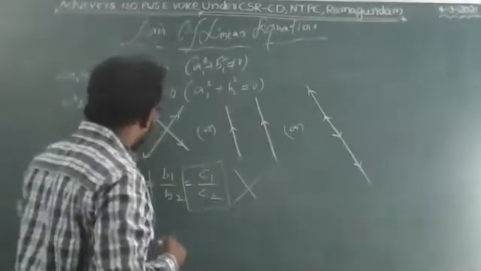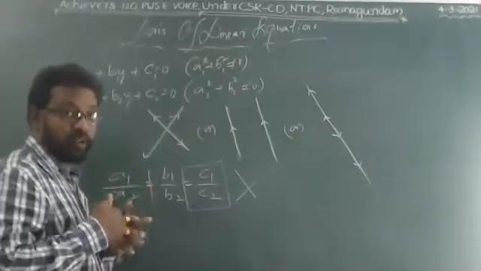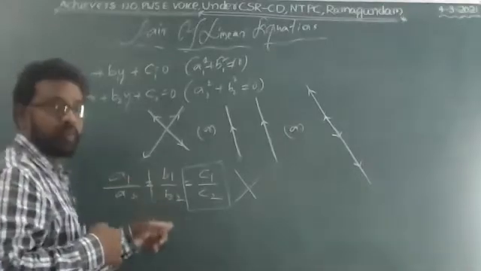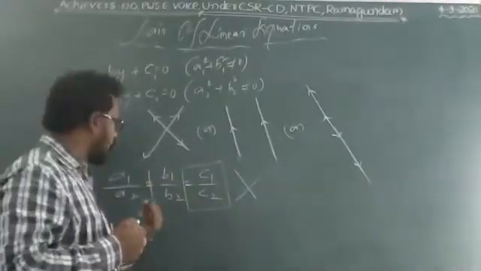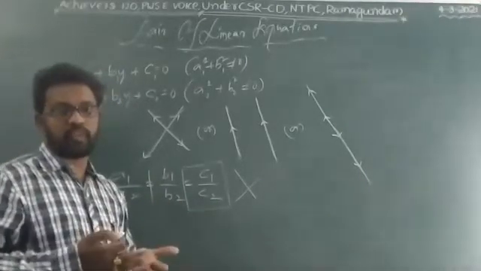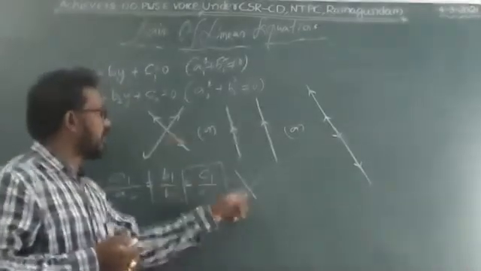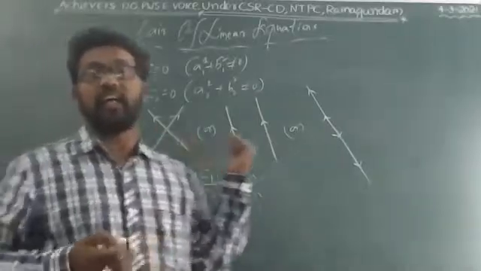So when the two equations are compared, if a1 by a2 and b1 by b2 are not equal, let us take this is 1 by 2, this is 1 by 4. Is it equal? No. So if it is like that, the two lines will intersect like this. The two lines graphically you will get like this.